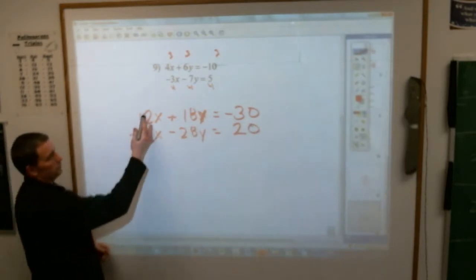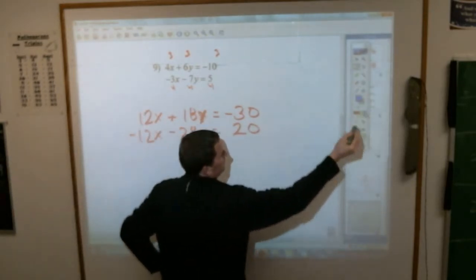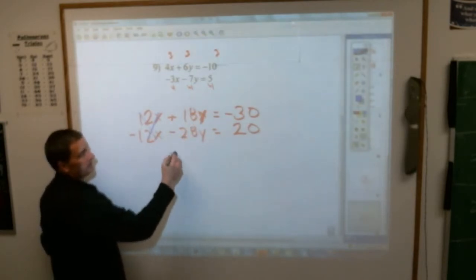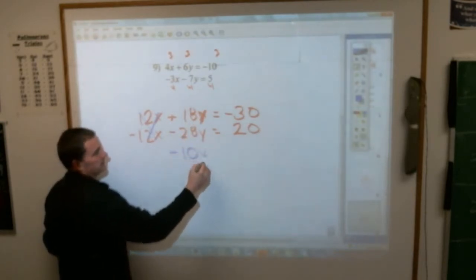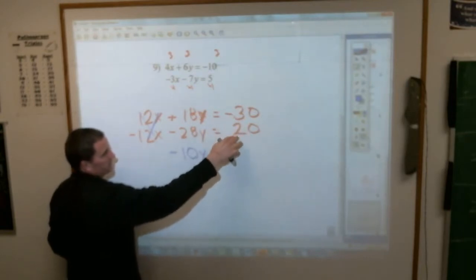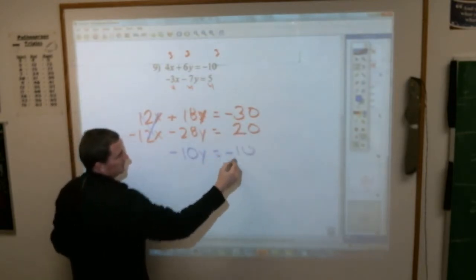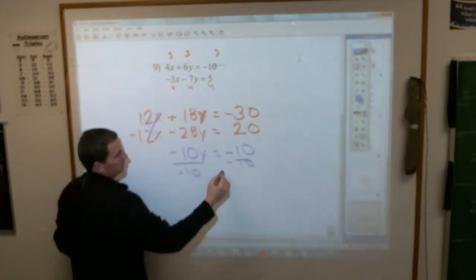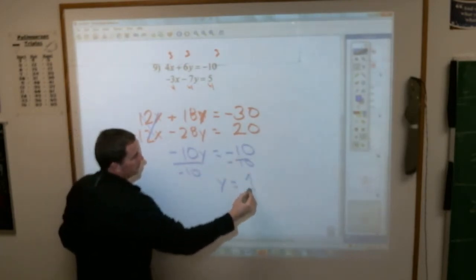And this is exactly what you wanted to happen. The x's are going to cross off. 18y minus 28y is a negative 10y. And negative 30 plus 20 is a negative 10. Dividing both by negative 10, y then should equal the number 1.